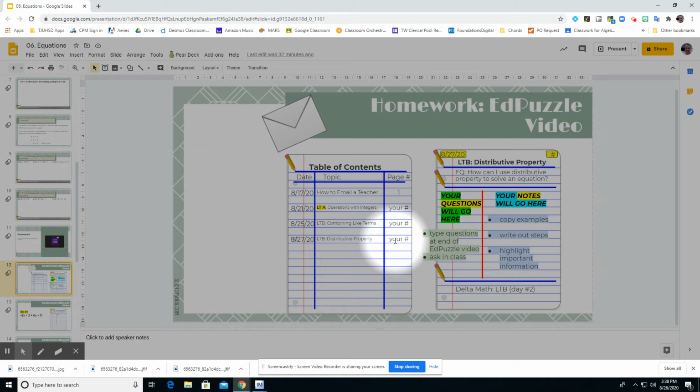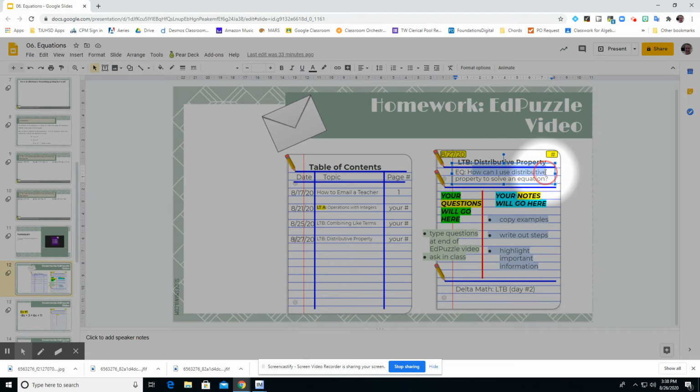So learning target B, we've been focusing on solving equations, and today we're going to focus on solving equations using the distributive property. So our essential question is, how can I use the distributive property to solve an equation? Make sure you have your page number, your date, make a horizontal line, and then you'll have your two columns, your questions on the left, your notes on the right.